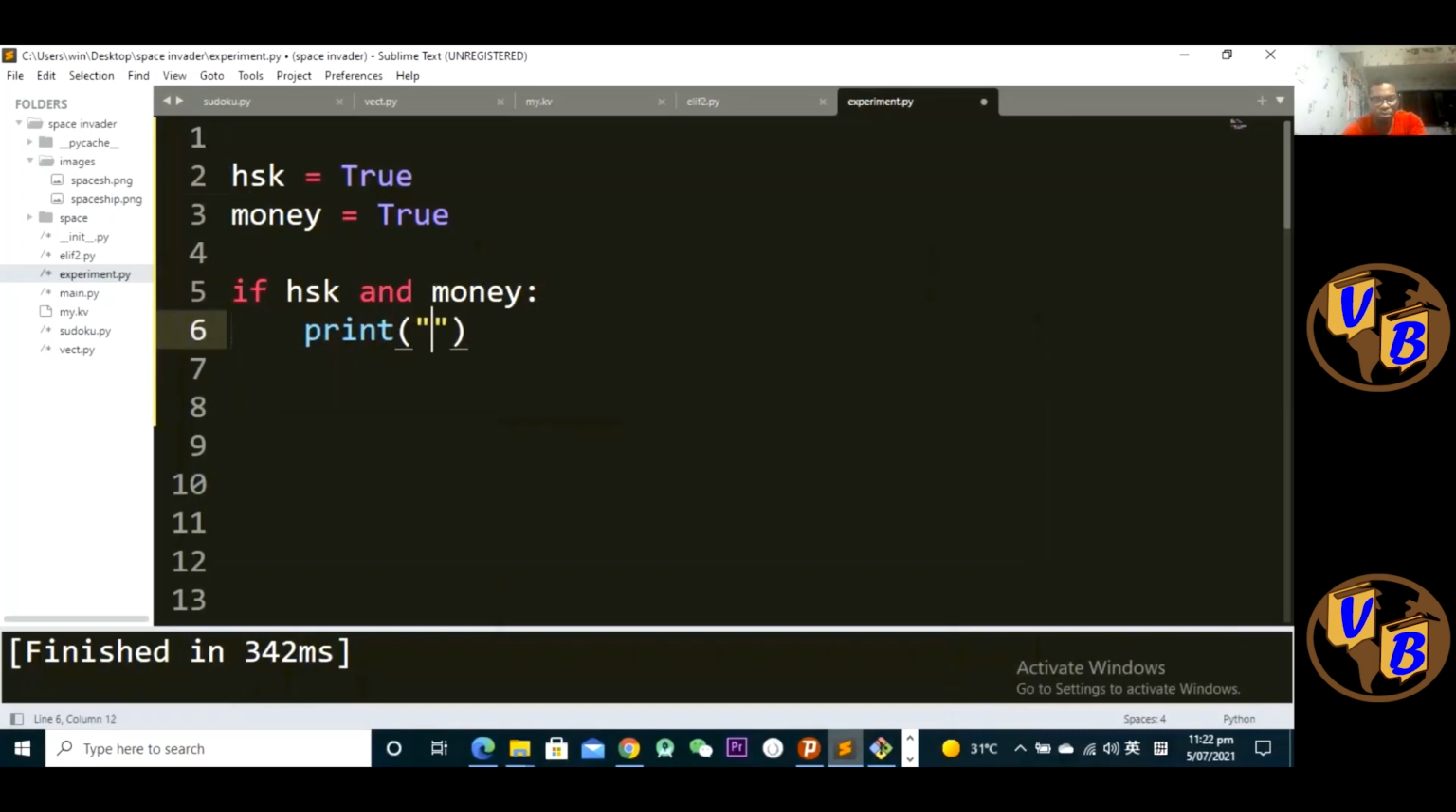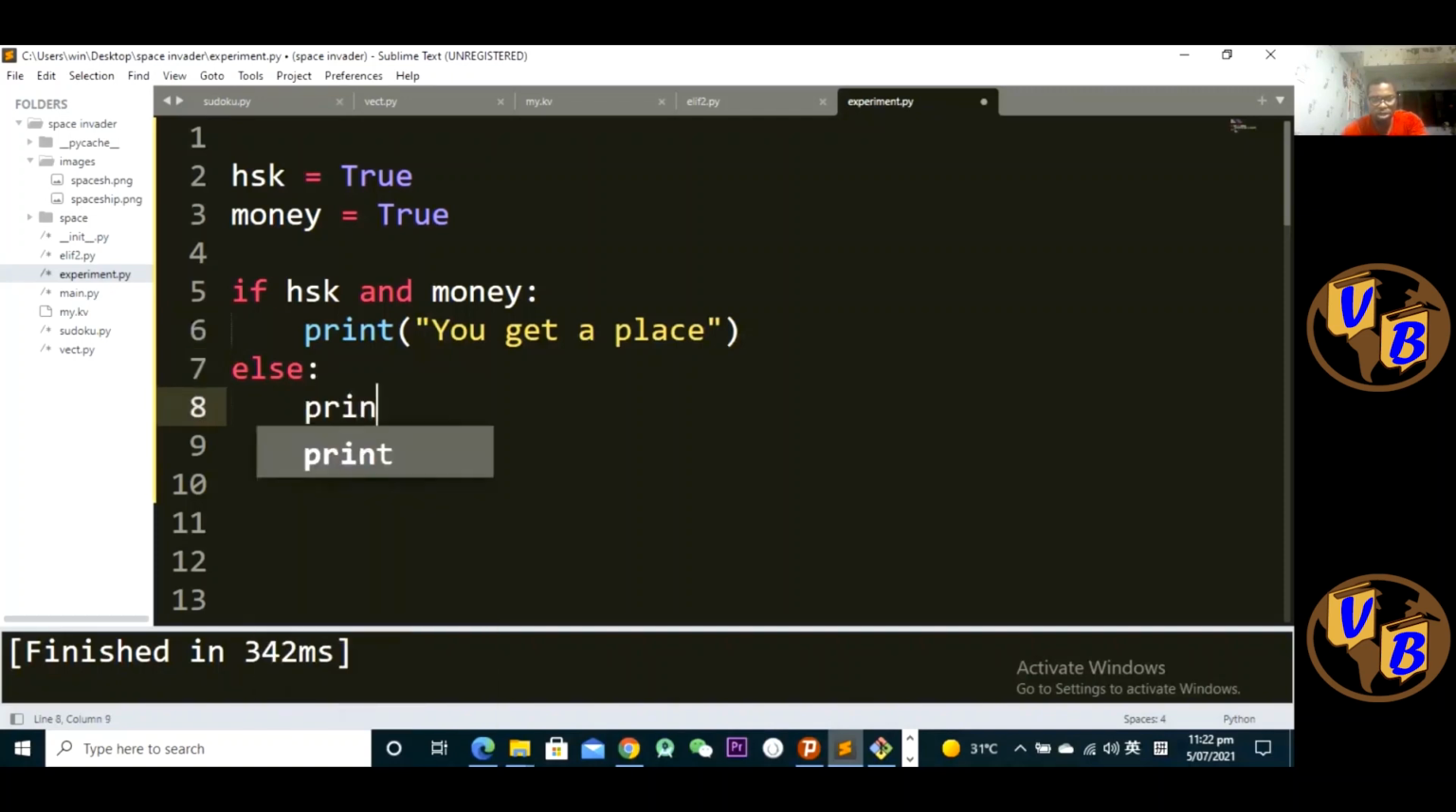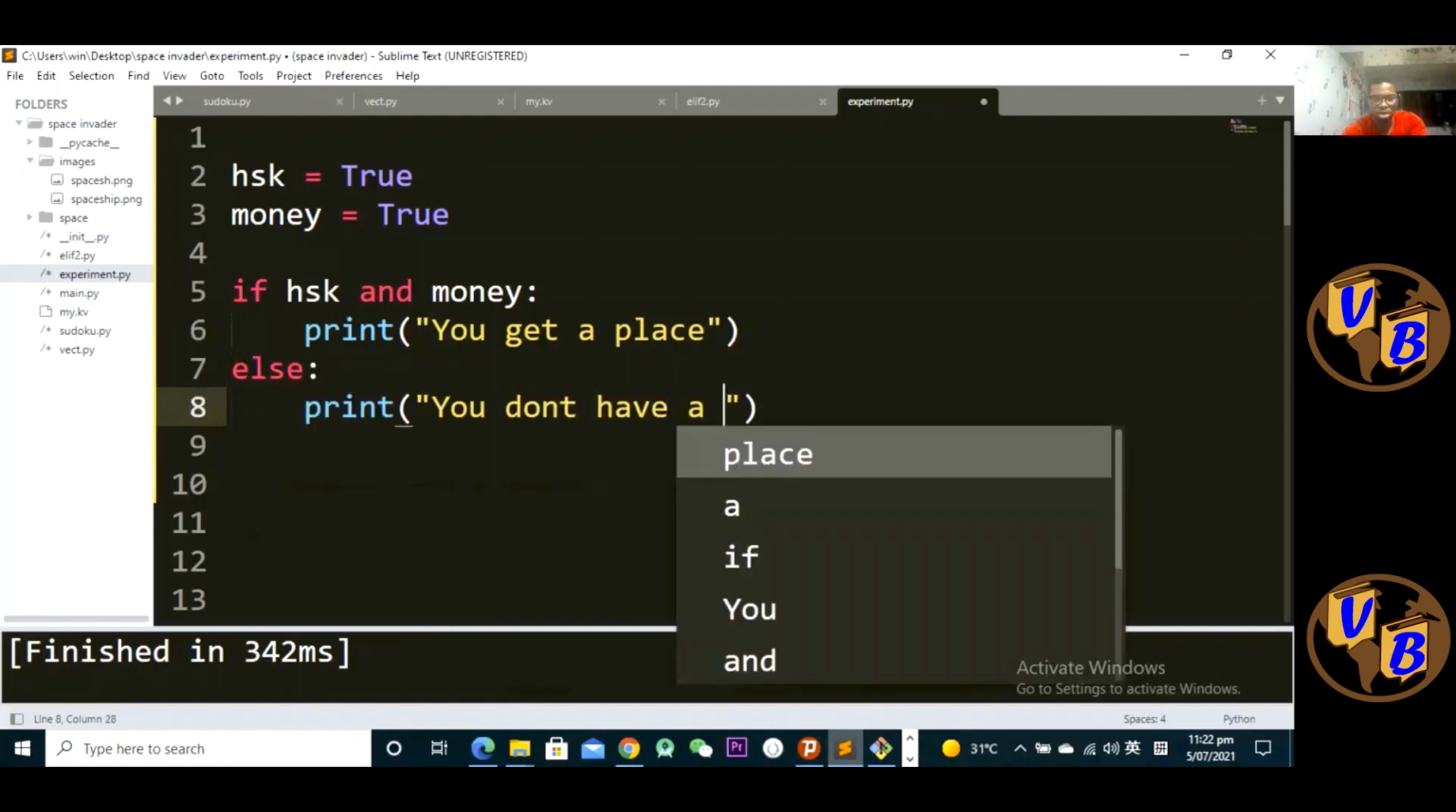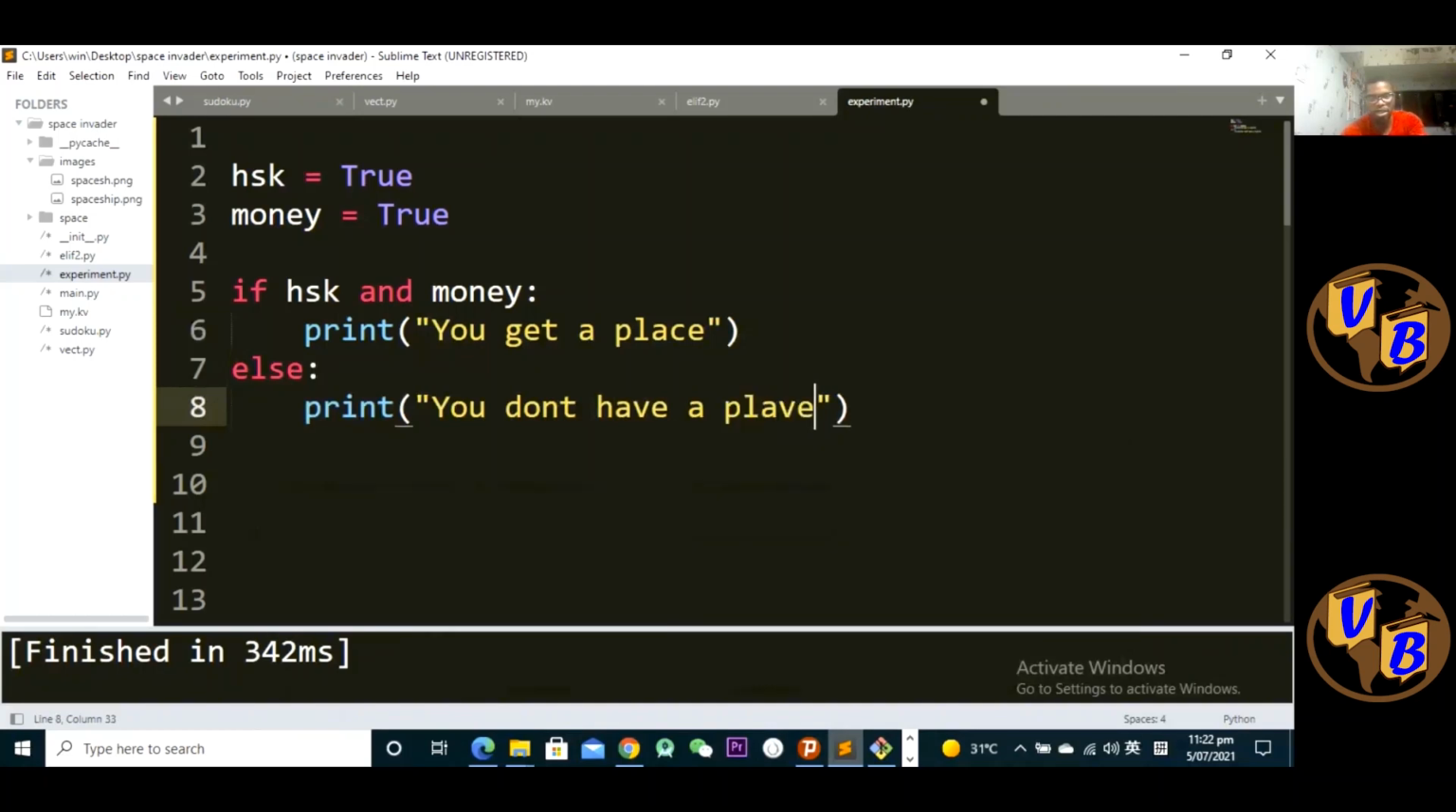So you get a place, right? Otherwise you don't. Else print you don't have a place. You don't have a place here. Okay, so this is how it works.